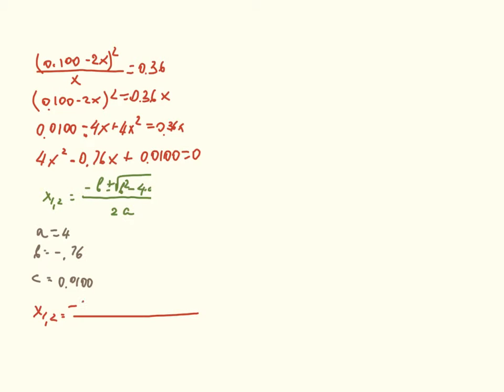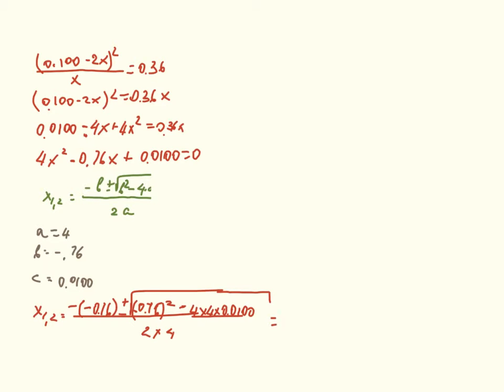Going to be minus negative 0.76 plus or minus the square root of negative 0.76 squared minus 4 times 4 times 0.0100, over 2 times 4.